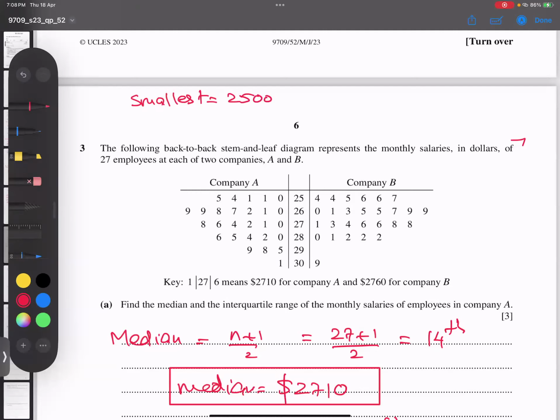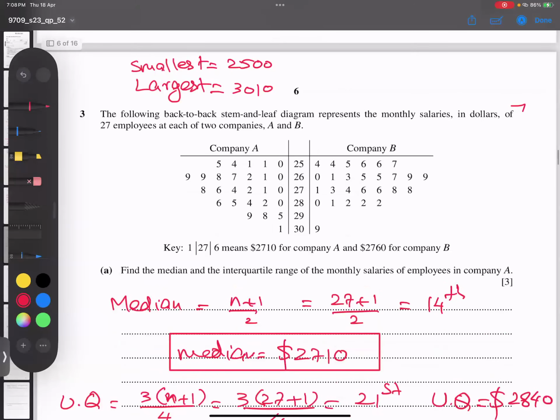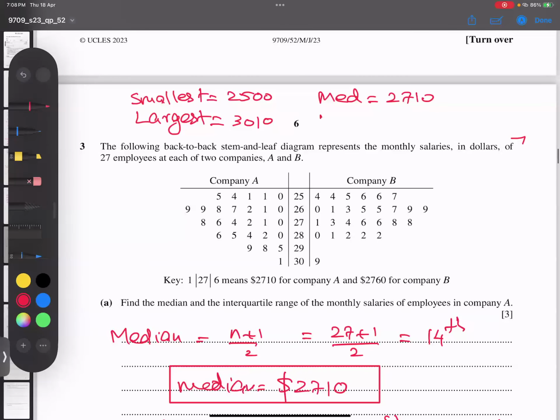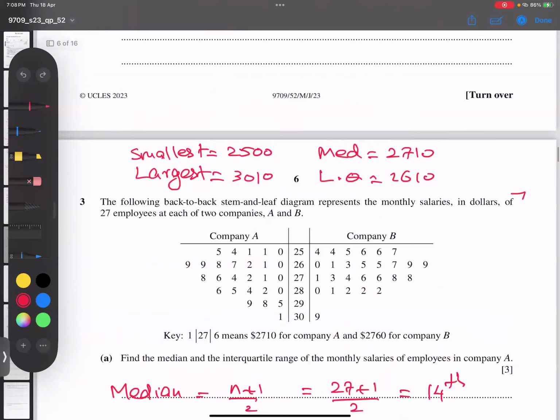And the largest value, what is the largest number? The largest value in company A is 301 and 1 extra 0. The median for company A is 2710, which I just found below. The lower quartile is 2610, and the upper quartile is 2840.